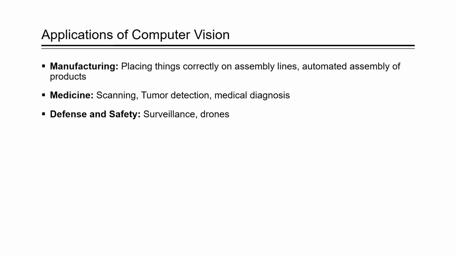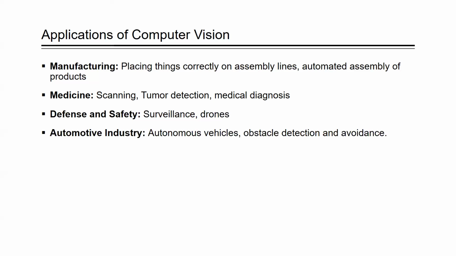It can be used in defense and security, surveillance drones. You can use it to identify objects or people in maybe restricted areas. You can use it to identify weapons, or anomaly detection where you identify unusual behavior. You can use it in the automotive industry, like in self-driving cars. You can use computer vision to identify the scene, the roads, the lanes, and stop signs. You can use it to identify obstacles so that the vehicle can avoid the obstacle after detection.